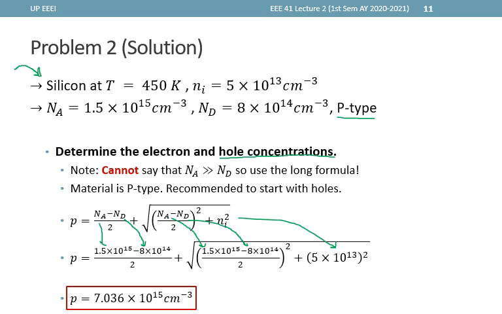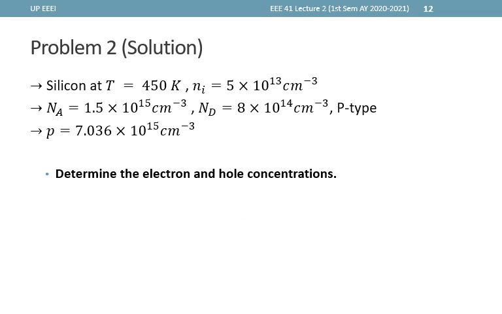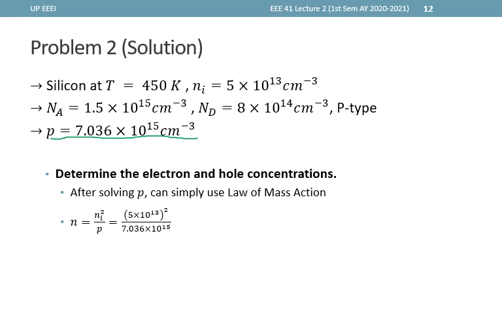So the next one is for the electron. So we just included here the value we have solved for P, 7.036 times 10 to the 15. Now we can actually use the long formula for N, but it is recommended that we just use the law of mass action after solving for P to make life easier. So Np is equal to Ni squared, and therefore N is equal to Ni squared over P.